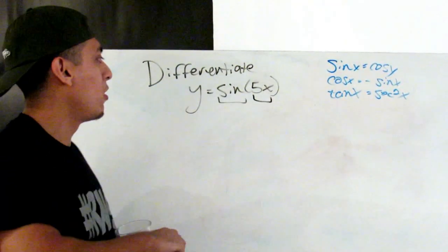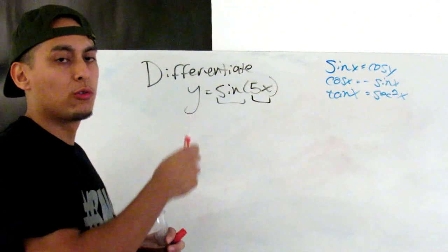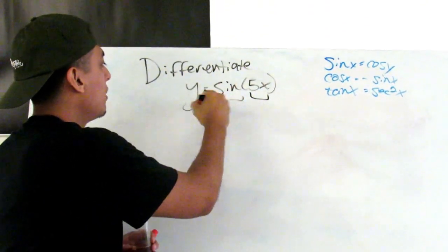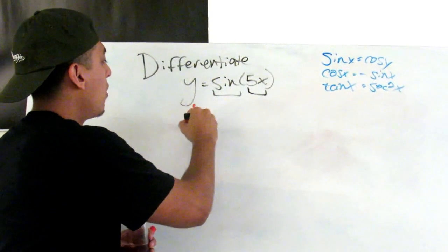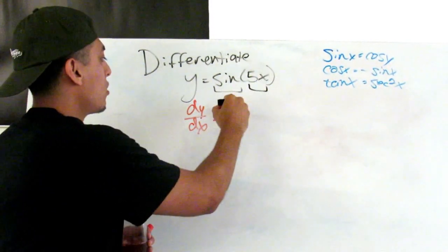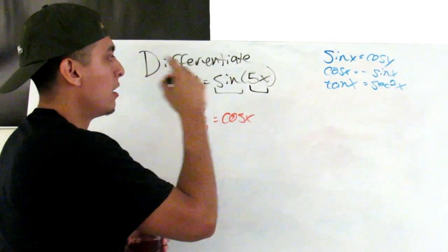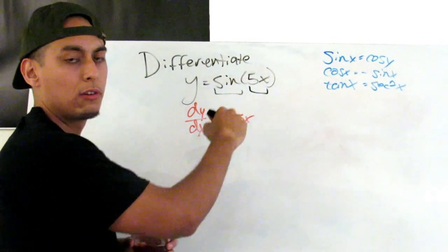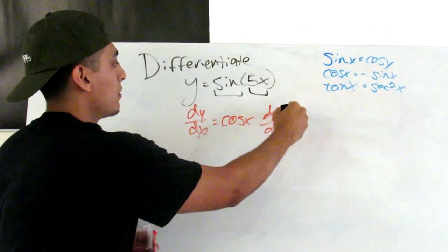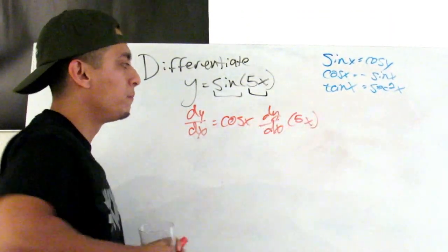So let's break down this problem. The first step is we're going to find the derivative of sine first, which is what we have over here. So the derivative dy over dx, the derivative of sine is cosine of x. And then now we're going to break down the derivative of 5x. So dy dx of 5x.